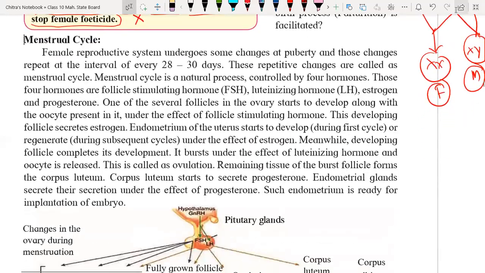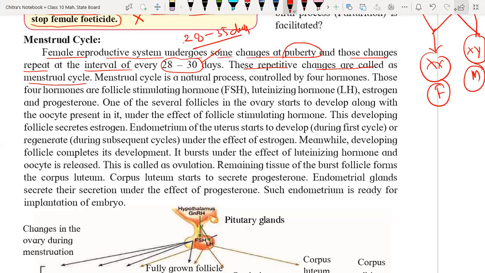Okay. Now we are going to understand the menstrual cycle. Very important. Menstrual cycle in case of female. The female reproductive system undergoes some changes during the puberty stage. And those changes repeat at an interval of 28 to 30 or sometimes 35 days. So it is 28 to 35 days. Okay, everyone, these repetitive changes are called the menstrual cycle. We will understand each day, don't worry.